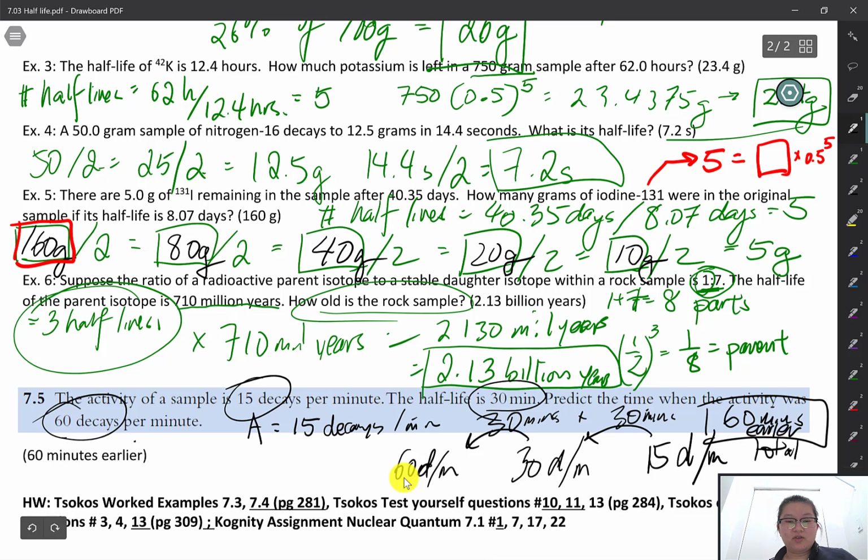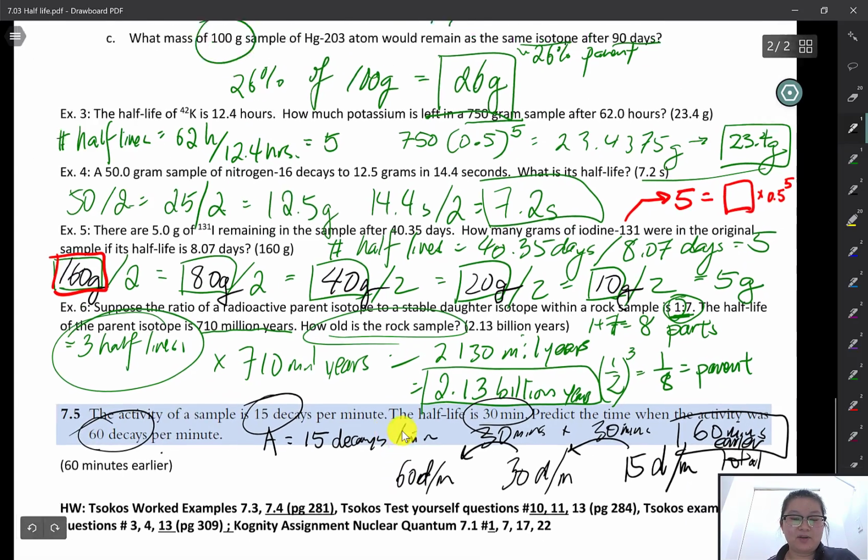Okay, there you go. So notice there's not a lot of hard math. It's really working with your understanding of what half-life is. So again, if you need more practice, make sure you get in the practice.